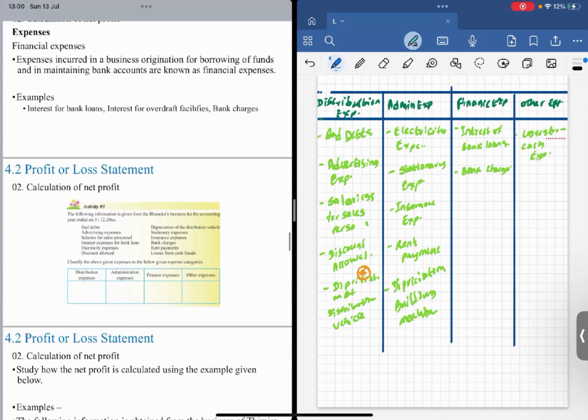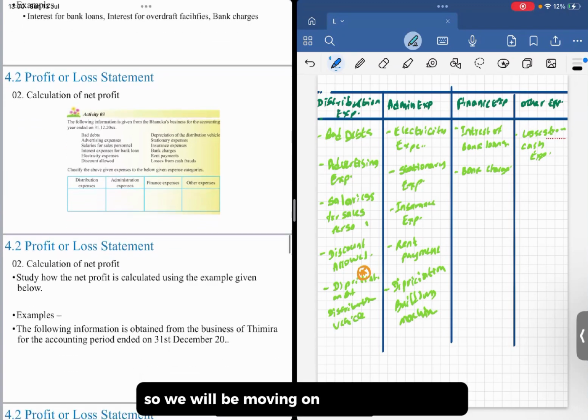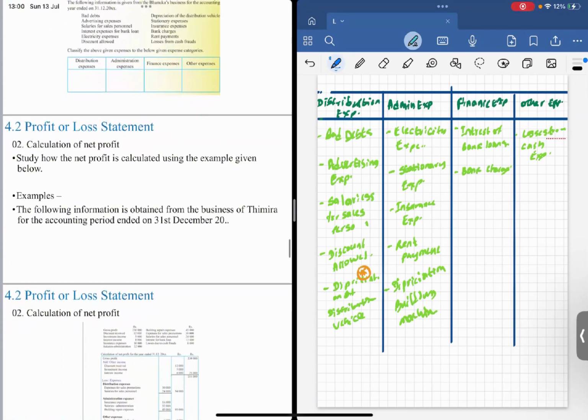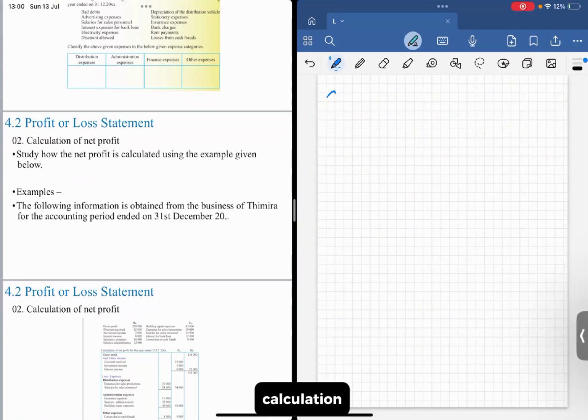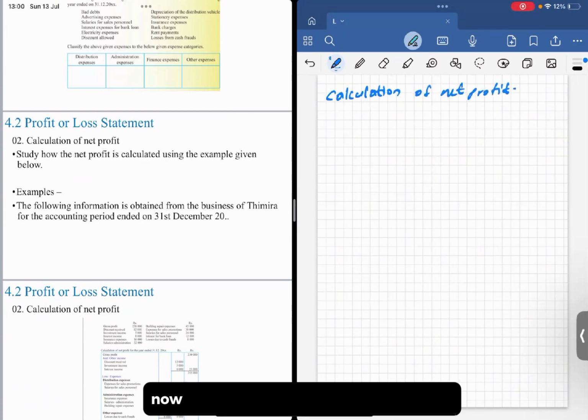Okay, so we will be moving on to the next section, that is calculation of the net profit. The gross profit part we already did. Now we are moving on to the calculation of net profit.